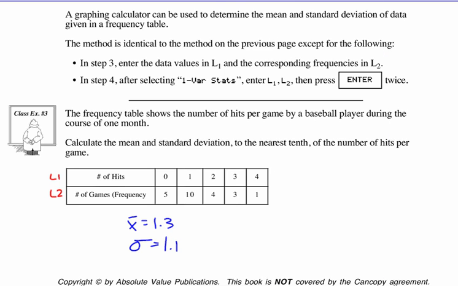So notice how our mean and standard deviation are very similar. It's a pretty big standard deviation, and so our data is a little bit spread out. And so that's 1.1 hits per game, and 1.3 hits per game is our mean.